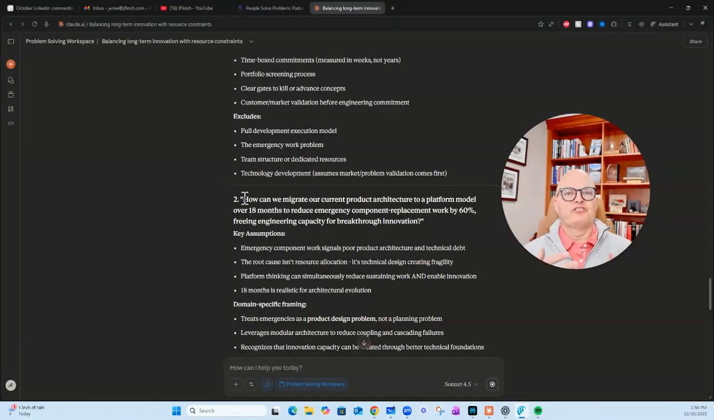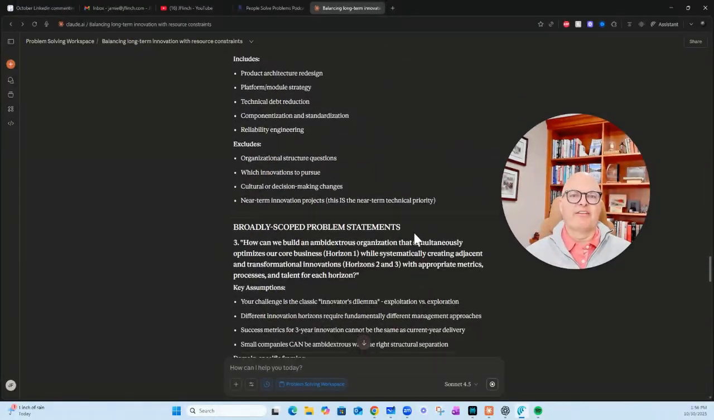And so I'm just showing you these two techniques. I would generally prefer the first technique, but sometimes this helps inform it as well. How do we migrate our current product architecture to a platform model? So platform model changes certain things. There are some assumptions about how that works. And so how do we kind of head down that path?